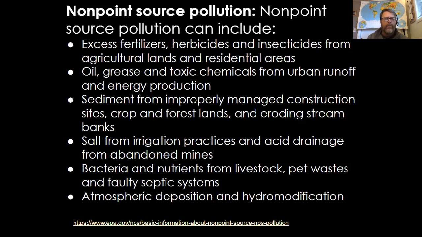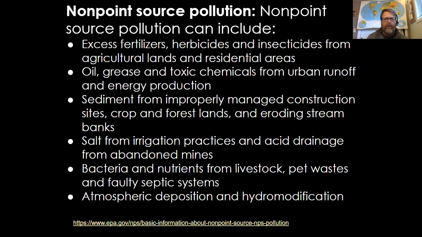So again, if you were building a house or a factory or a mall or something like that, and you're kicking up a lot of dust, you're going to be getting air pollution. And if you're not covering it when it rains, you're going to get some stream bank erosion as well from the management of your construction site.